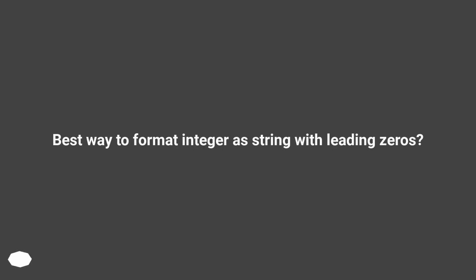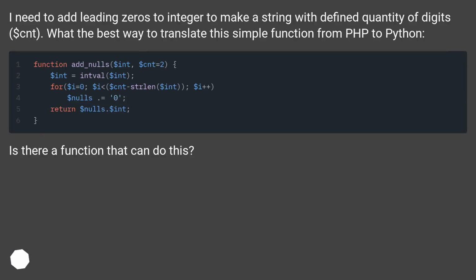Best way to format integer as string with leading zeros? I need to add leading zeros to integer to make a string with defined quantity of digits, $CNT. What the best way to translate this simple function from PHP to Python? Is there a function that can do this?